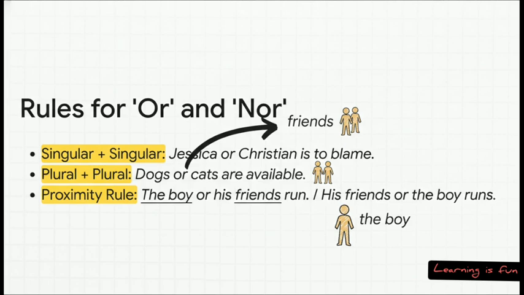Now, when you connect subjects with or or nor, things get pretty interesting. But the rule is actually dead simple. The verb agrees with whichever subject is closer to it. It's called the proximity rule. So if the plural friends is right next to the verb, the verb is plural: run. If the singular boy is closer, the verb is singular: runs. Simple as that.